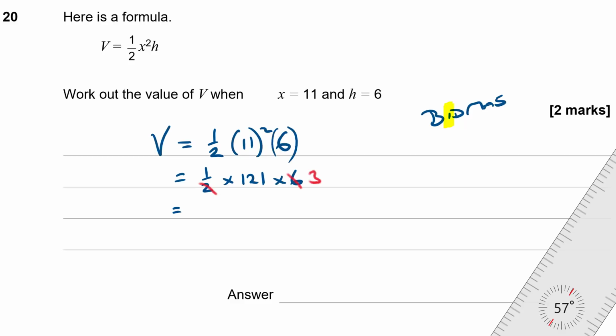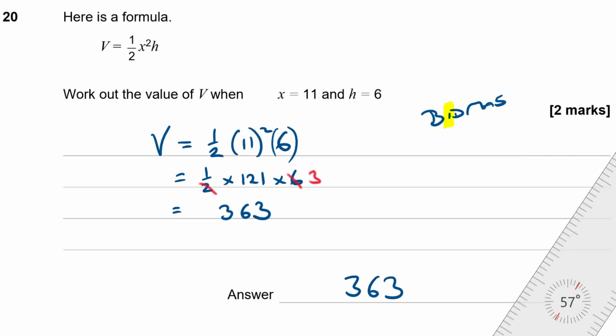So 121 times 3 is 363. So that's my answer, 363.